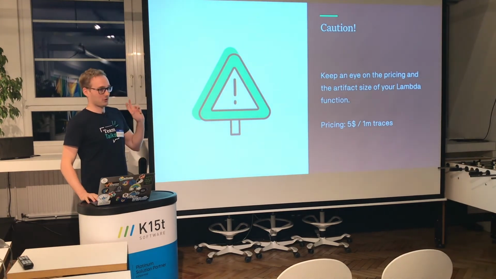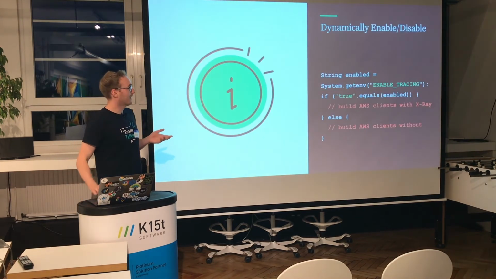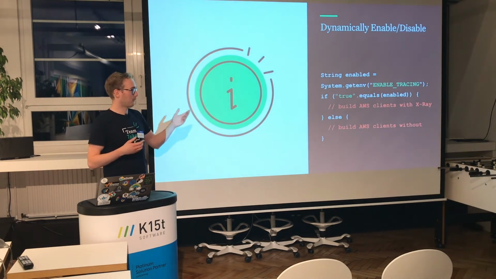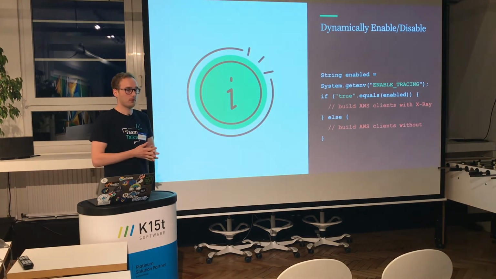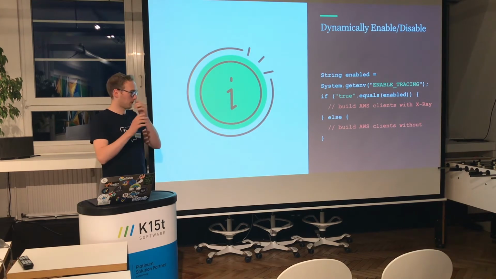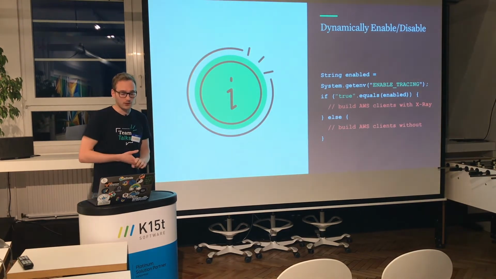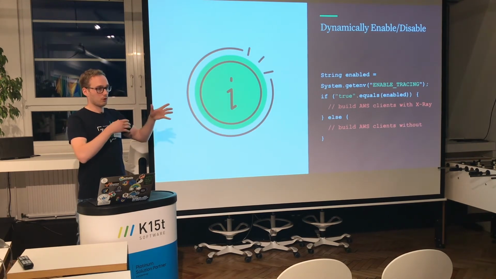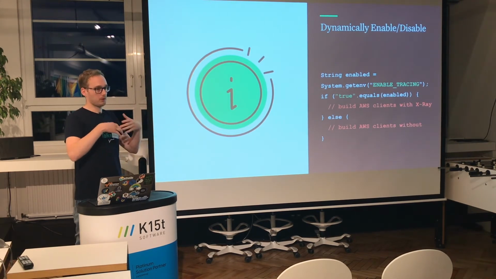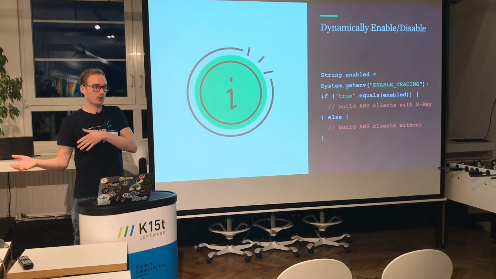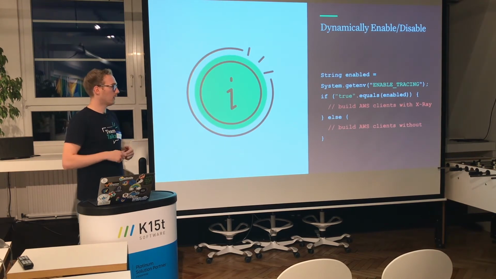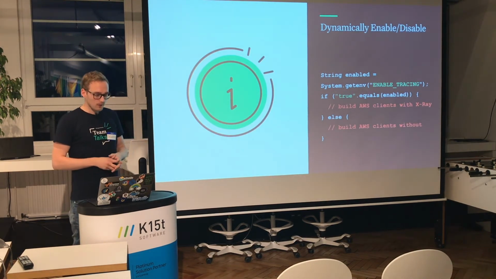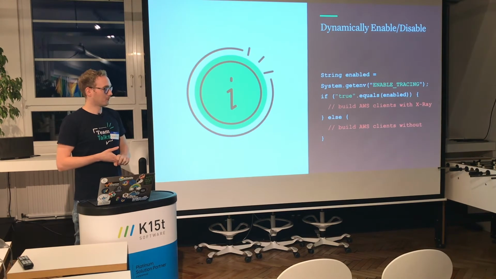There's some sort of trick, maybe you want to apply it. You could potentially dynamically enable and disable it if you're using environment variables with AWS Lambda. You could also use different things, but as an example here with the environment variables, as soon as you change that, you could then say in your code, okay, if I'm using that, I build my AWS clients with the X-ray extension, with the tracing handler. Otherwise, I just build my client without that. So that's a way to do that.